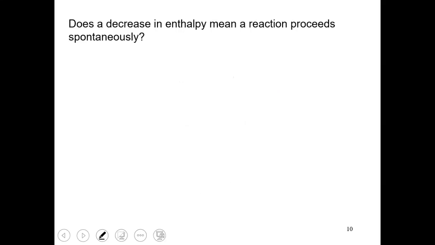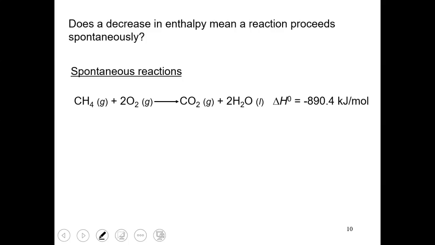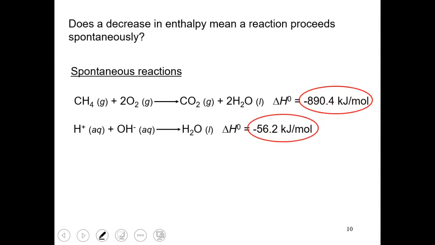Okay, so last time we talked about decreases in enthalpy. And we ask ourselves, does a decrease in enthalpy mean that a reaction proceeds spontaneously? So let's look at some spontaneous reactions, things that we know that once you start them, they go forward. The combustion of methane, for example. We know that if we light up a Bunsen burner, it keeps on burning. As long as it doesn't run out of methane, we don't need to do anything else to it. The reaction of acid and base, it's a spontaneous reaction. Notice that both of these have negative enthalpies. In other words, they're exothermic.